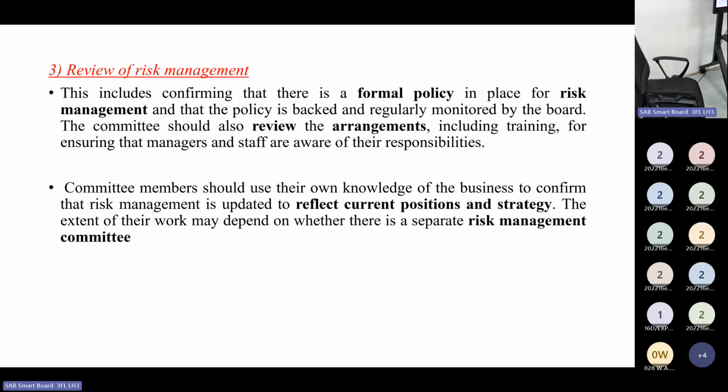You have to make sure by regularly monitoring. The committee should also review the arrangement, including training for ensuring that managers and staff are aware of their responsibilities with regards to risk. Not only having the policy, for the staff you need to give training.